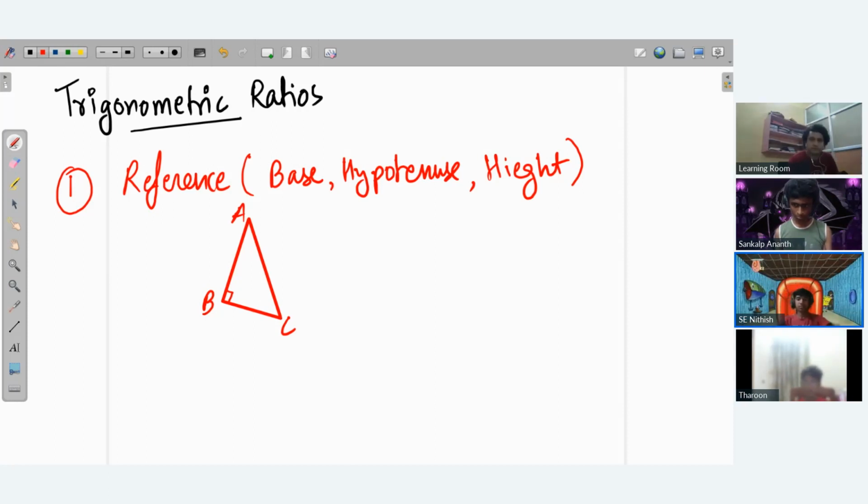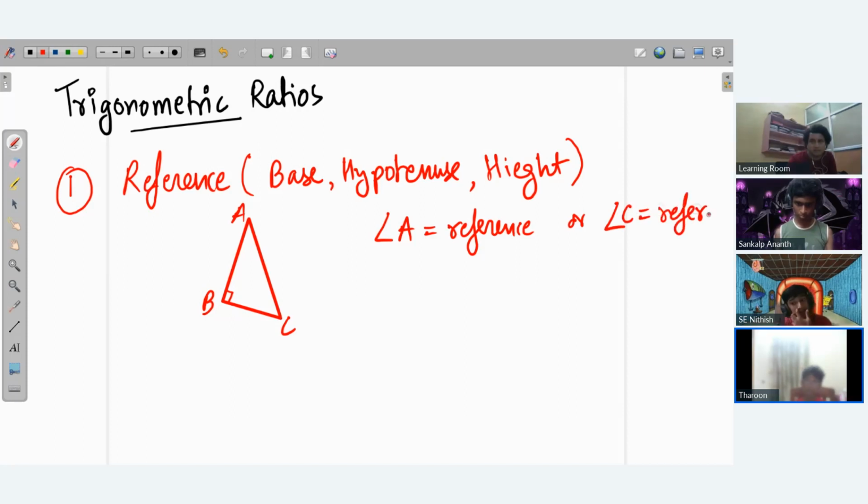In a typical situation, the right angle will be called angle B, and one of two things will happen. Either angle A is the reference angle, or angle C will be the reference angle. Can you please mute your mic? Tarun, mute, but don't go away, okay? So either angle A will be the reference point or angle C will be the reference.